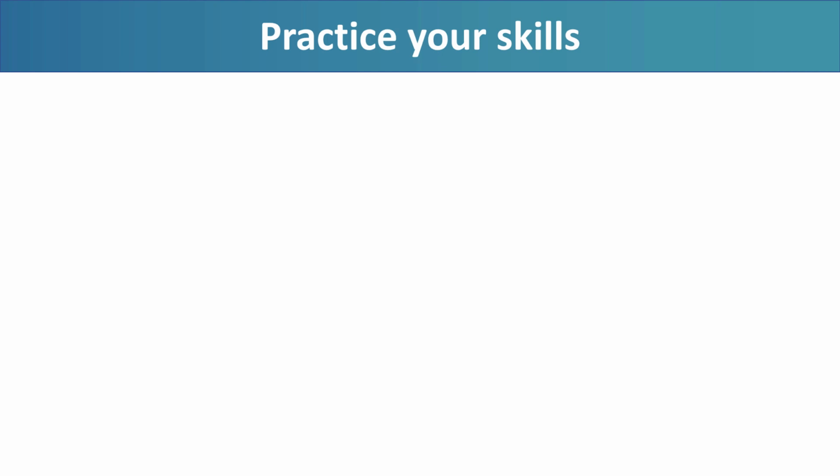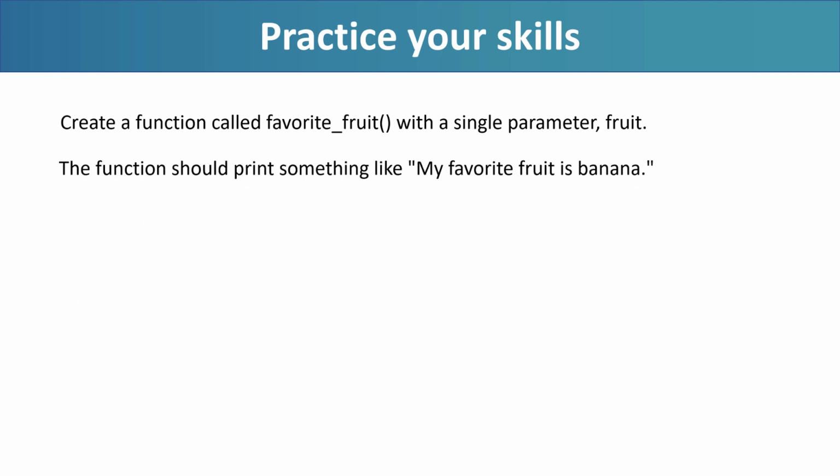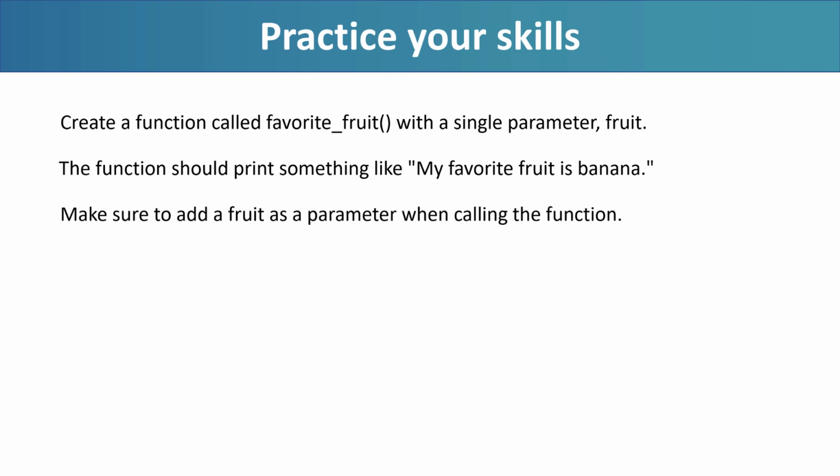Let's now practice what we have learned so far with a simple exercise. Create a function called favorite fruit with a single parameter, fruit. The function should print something like my favorite fruit is banana. Make sure to add a fruit as a parameter when calling the function. Please pause the video now and try to solve this exercise on your own.